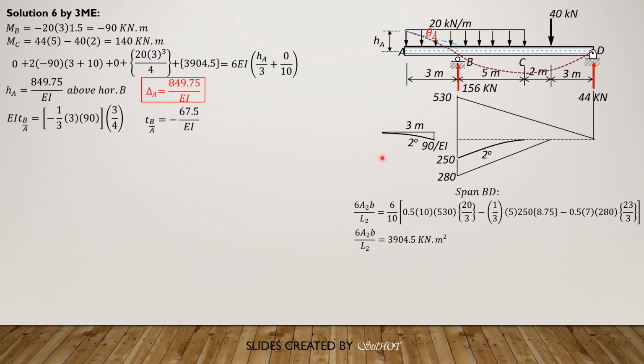So it means that point B is below the reference tangent at A. So this is the correct figure. This is the deviation of B relative to A. And this is the deflection at A, this is HA minus the deviation of B relative to A.